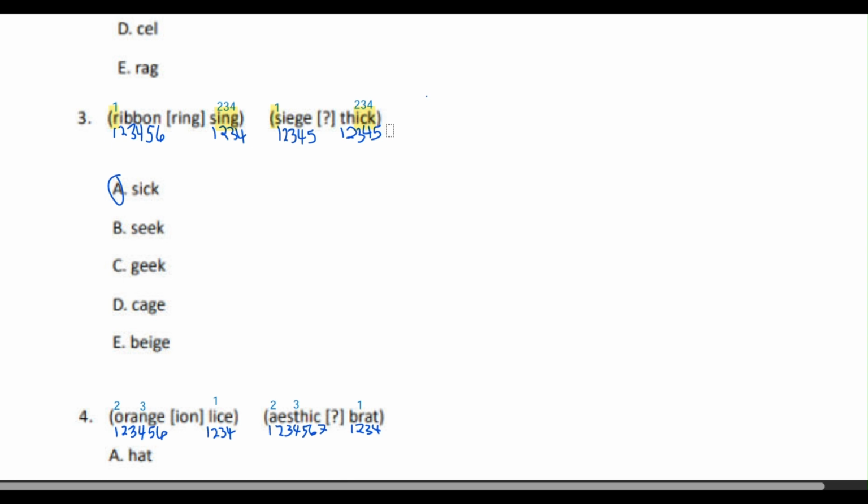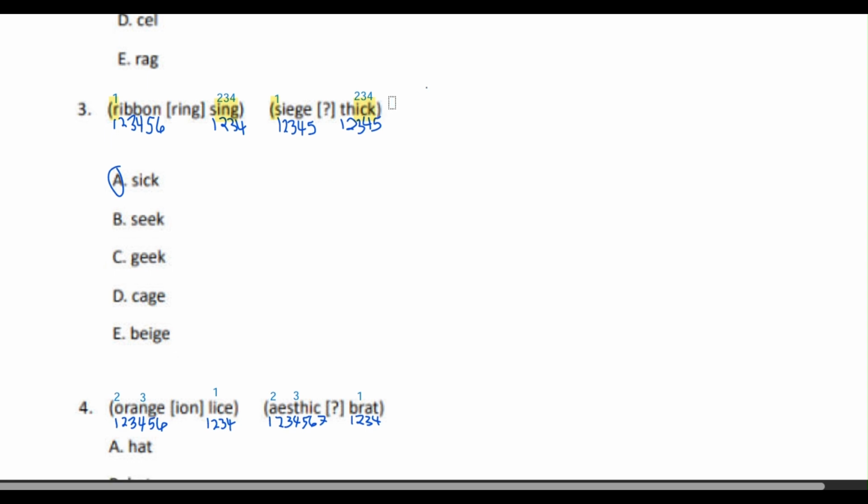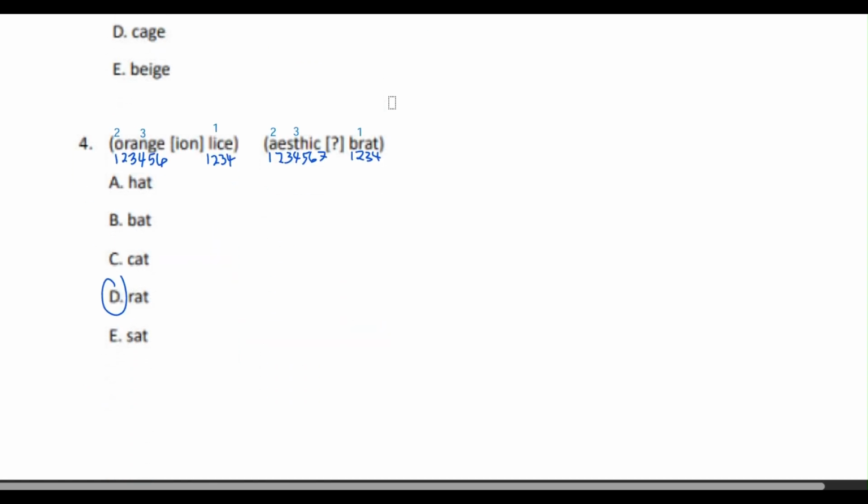The letters S and I are in siege, and the letters C and K are in thick. This follows the same kind of pattern as the first example. Actually, it's slightly different because it takes 2 letters from each word, but it still uses letters from both of the outside words, which is the main idea of the pattern. Finally, let's look at question number 4.